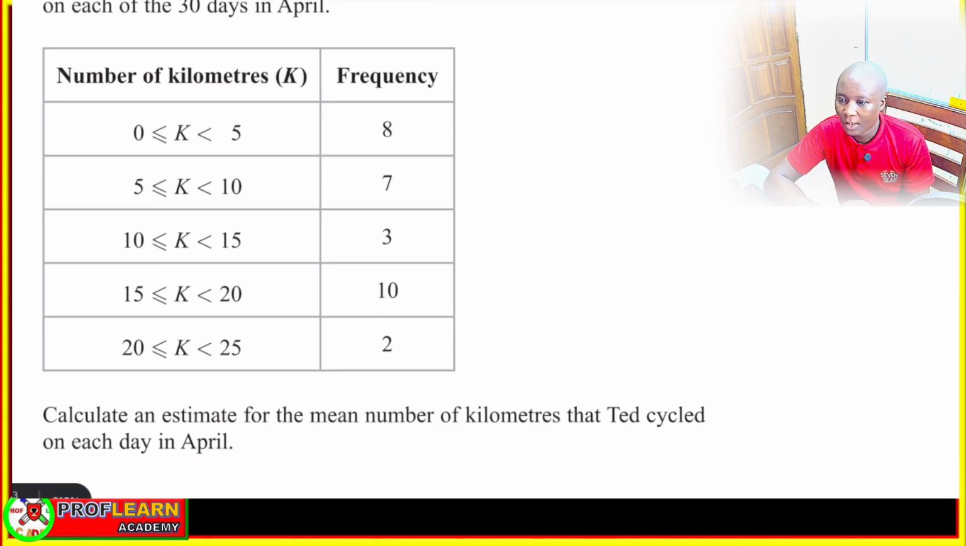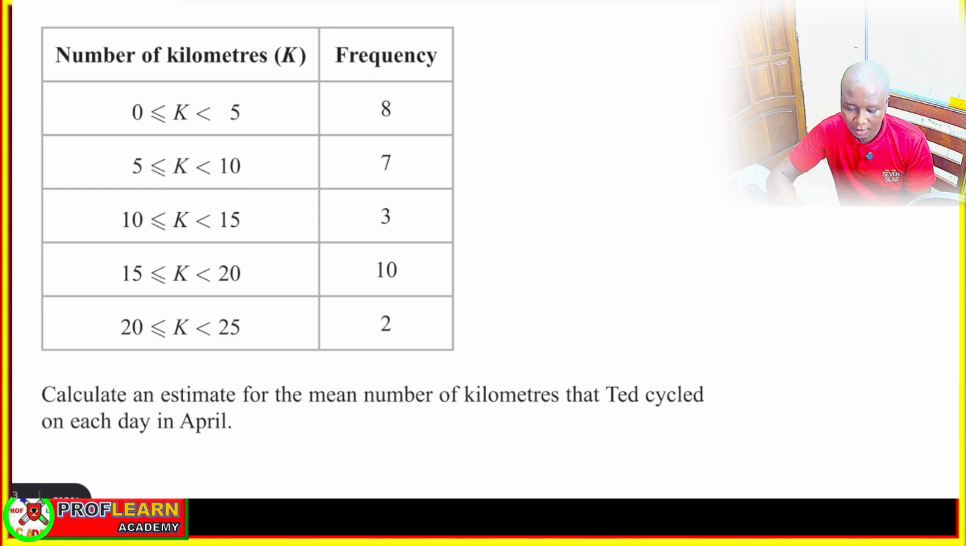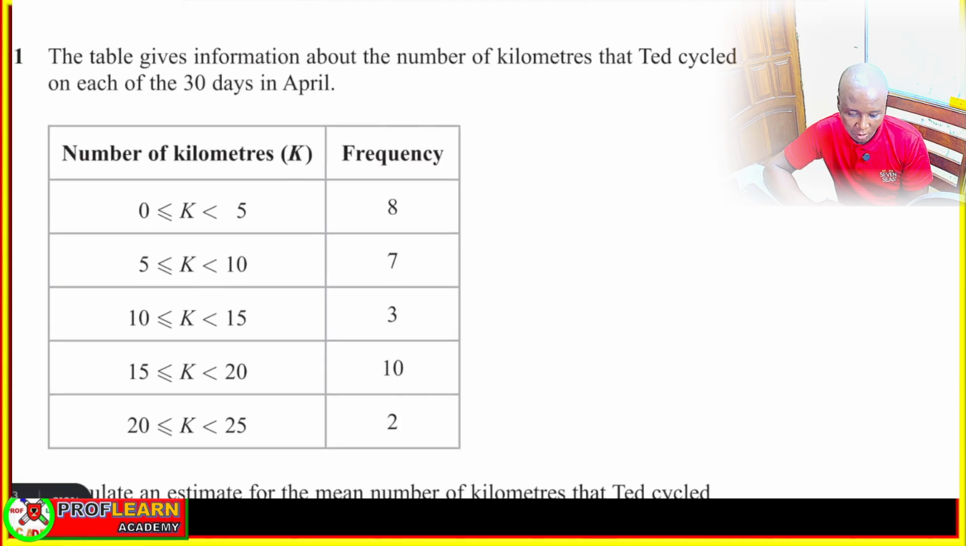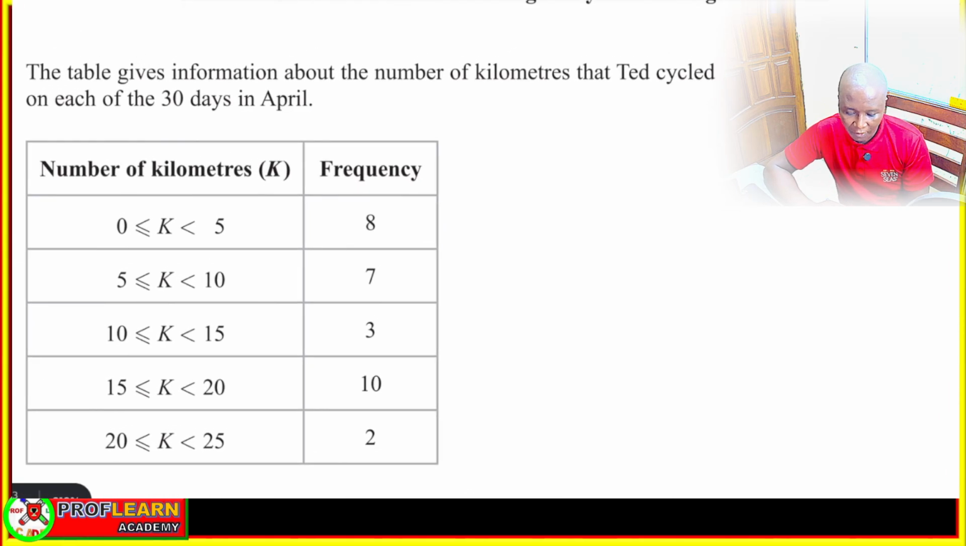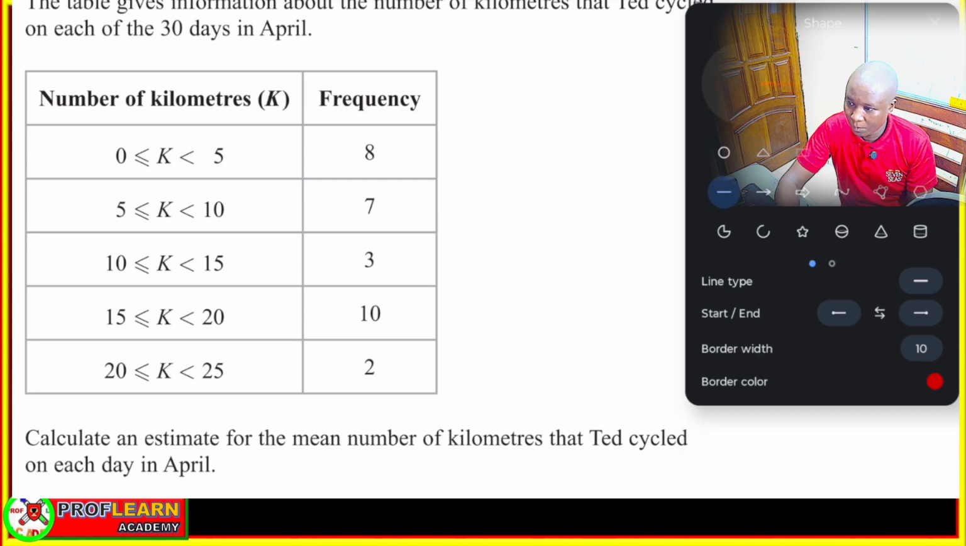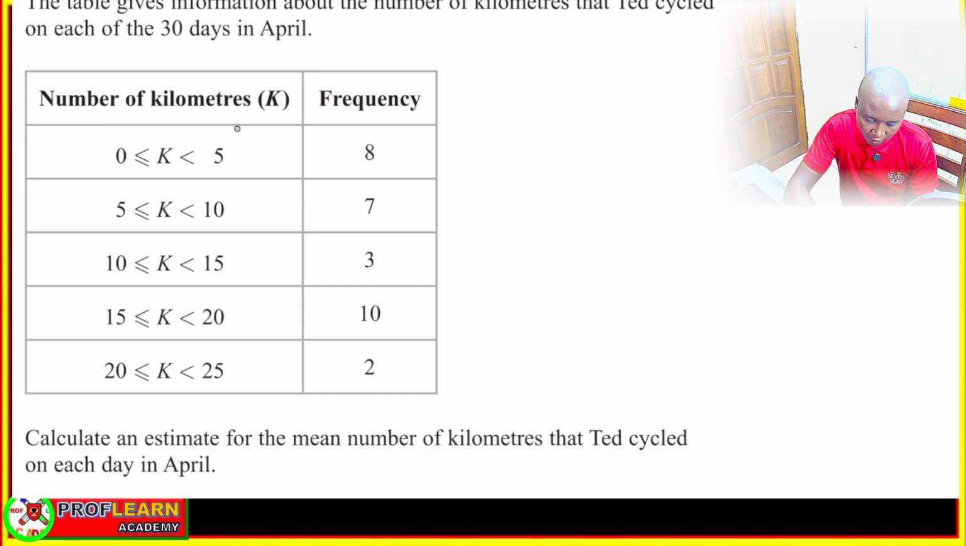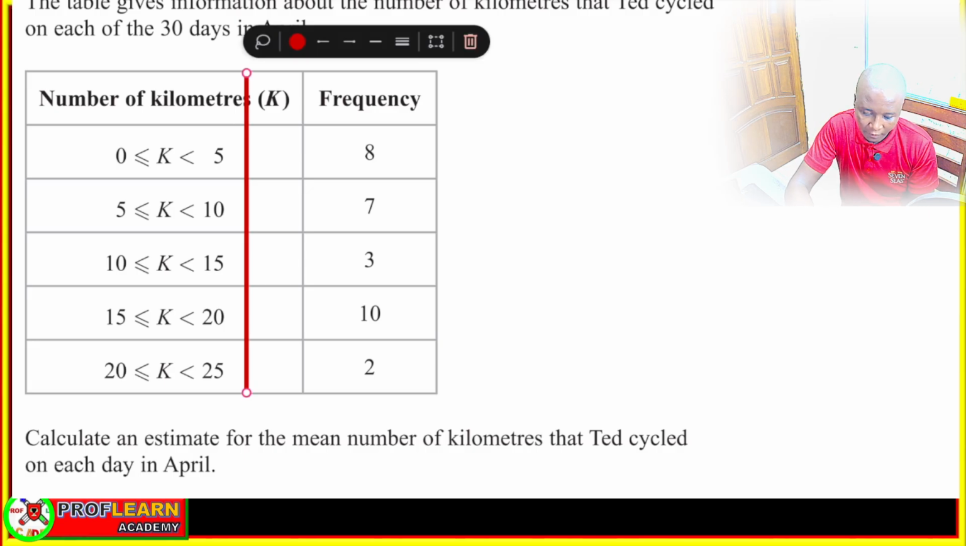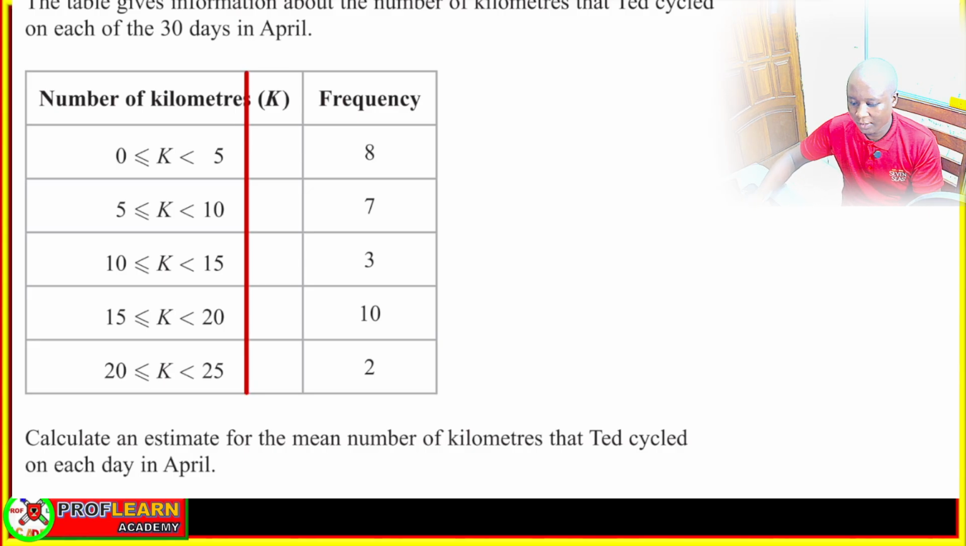For instance, here you can see the question we have at this point is a question to do with finding the mean. One of the things that a candidate was supposed to do at this point was to find the midpoint. So we are going to find the value of x. That is the first thing we are going to do here. And how do you find the value of x?